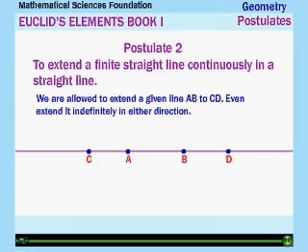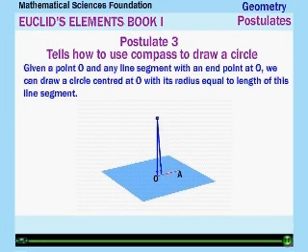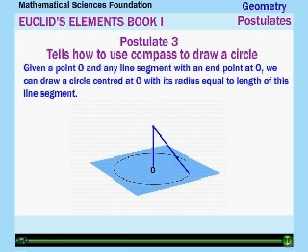Postulate 3 tells us how to use a compass to draw circles. Given a point O and any line segment with an endpoint at O, I can draw a circle centered at O with its radius equal to the length of this line segment. I can also draw a circle centered at O and an unknown length.